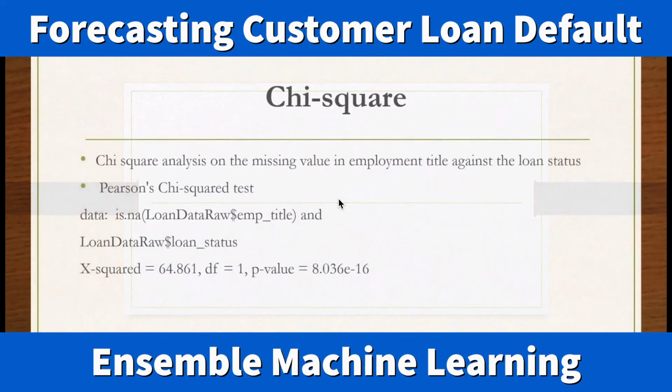Okay, Mo. The first thing that we did was to analyze whether the missing data in the data set were correlated with customer loan default, which is what we're trying to forecast. What we found out, using chi-square analysis, is that people who did not put any employment title into the application were most likely to default.